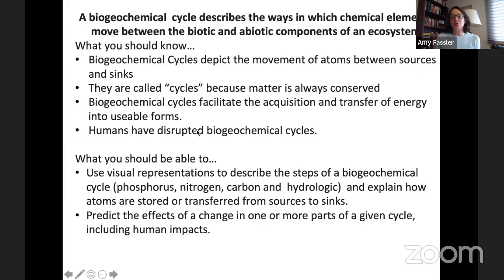And obviously, we'll take a look at ways that humans have disrupted those cycles. That's what you should know by the end of our class period today. What you should be able to do is use those visual representations to describe a process, and then predict how, if I have this system that's functioning the way it should, what happens when humans interfere with one part of that system? How does that throw the rest of that cycle out of balance?